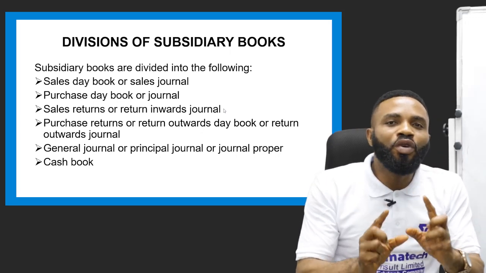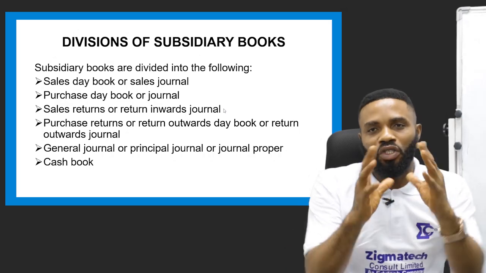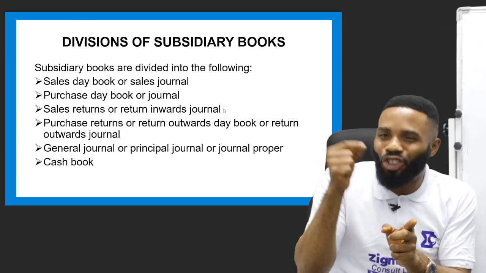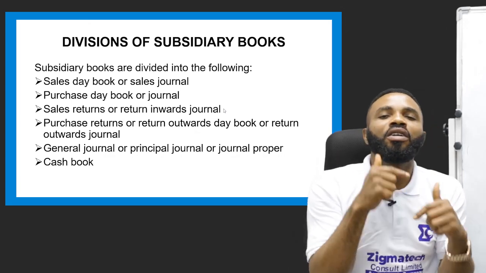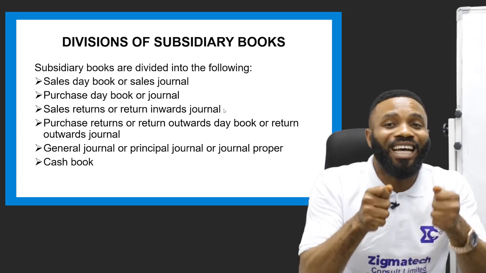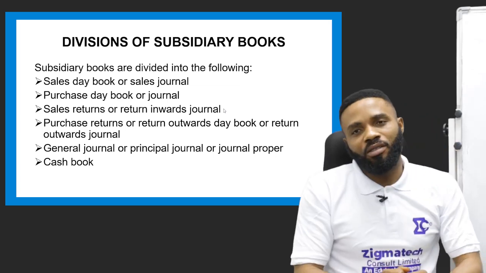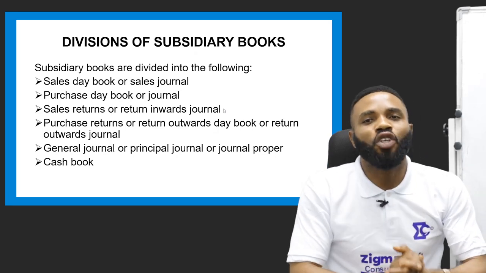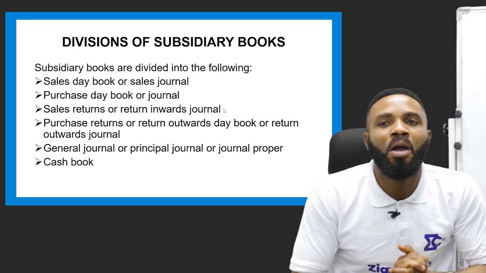So why do we use sales and purchase to describe it? We call it sales return because it comes as a result of sales. And we call the second one purchase return because it happens as a result of what? Purchase.